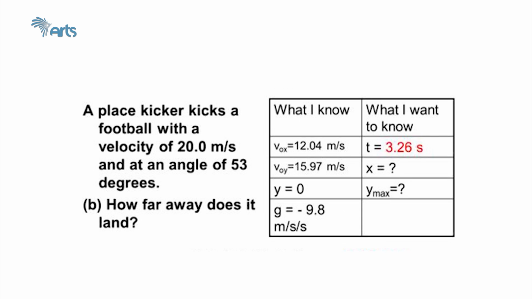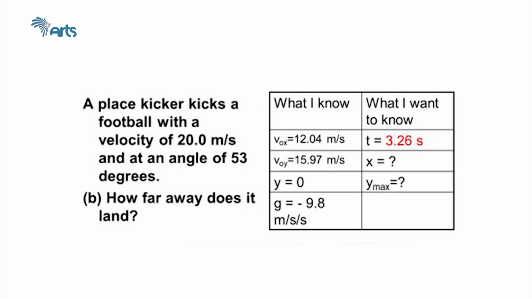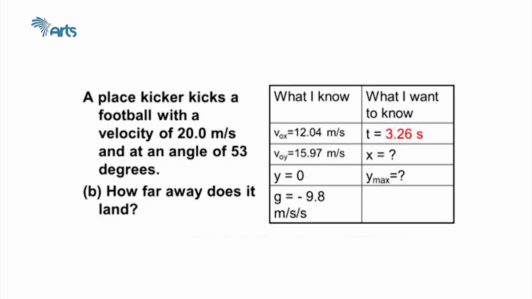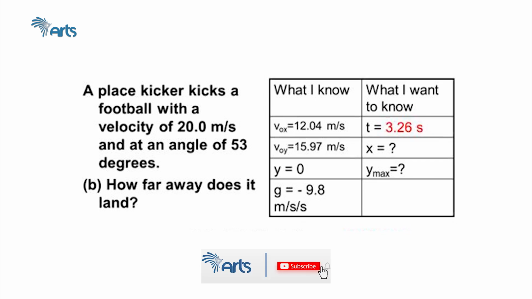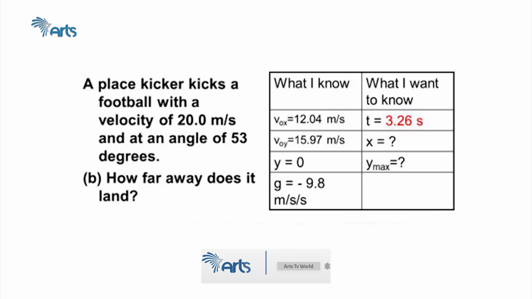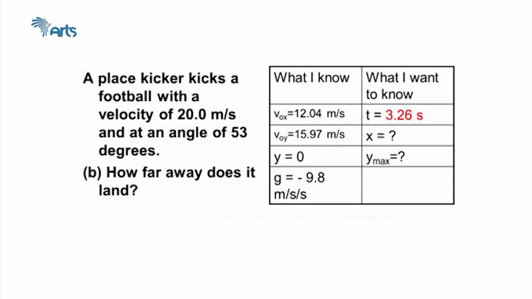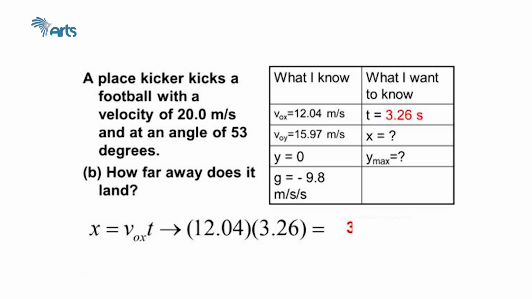And the second question is how far away does it land, meaning we are asked to calculate the horizontal distance or range. Since we already know the value of t, you can simply calculate this x, or the range, by multiplying v naught x by t, which is 12.04 meters per second times 3.26 seconds, and this is equal to 39.24 meters.